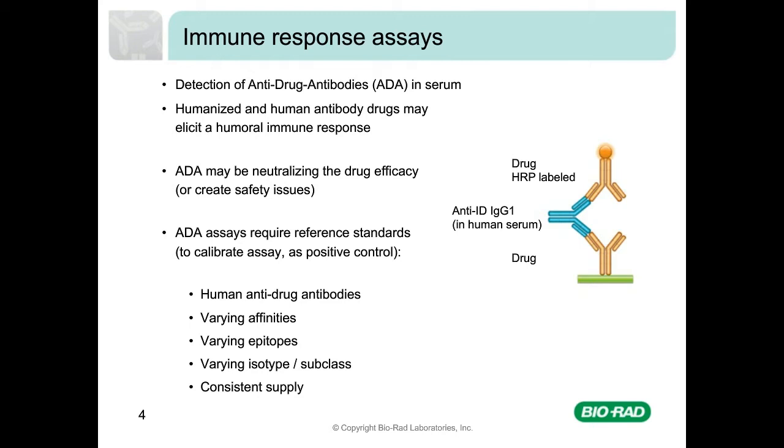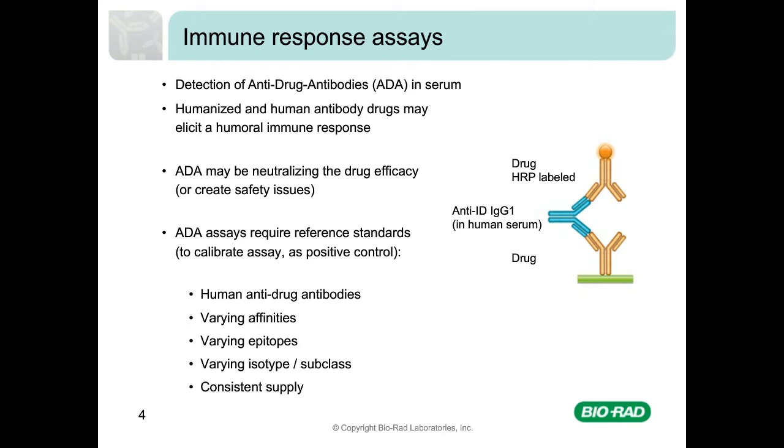And these ADA assays require reference standards, which are ideally human anti-drug antibodies, which cover a broad range of affinities and bind to varying epitopes. In some cases, also different isotypes or antibody subclasses are needed in order to reflect the natural immune response. What is also very important is a consistent supply of the reference standard antibodies over many years.